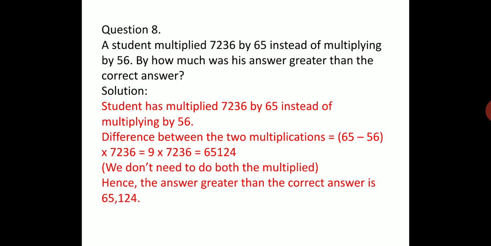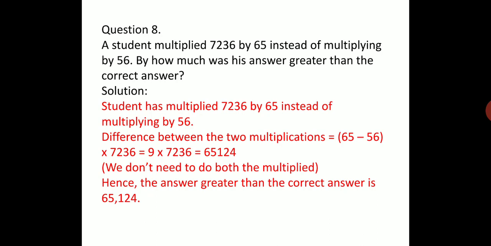The difference is 65 minus 56 multiplied by 7236. Now some students can do it directly also. They will multiply 7236 by 65 and afterward multiply 7236 by 56. You can see that is also allowed, but here I am doing it in bracket form. So 65 minus 56 multiplied by 7236 equals 9 multiplied by 7236 equals 65,124.